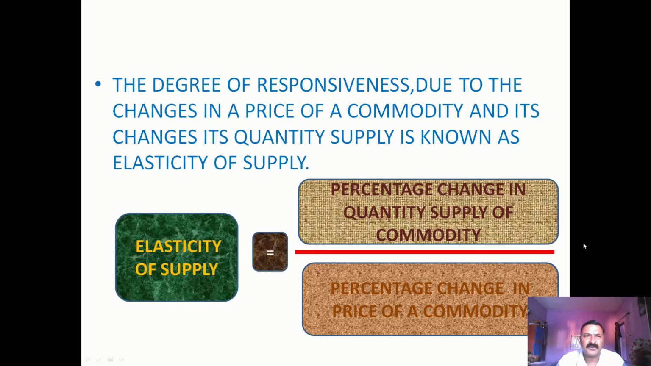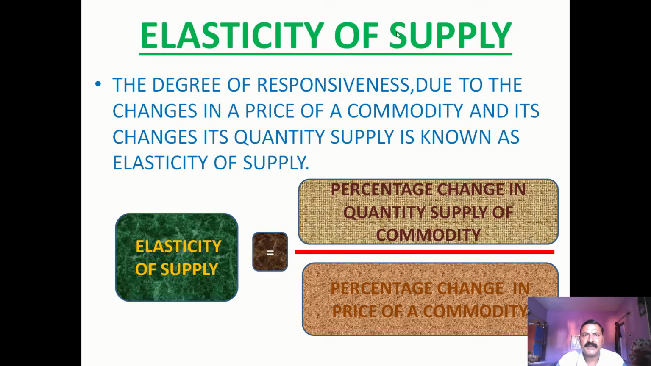As we know, generally the elasticity of supply is the degree of responsiveness of the quantity supplied due to changes in the price of a commodity. This is known as elasticity of supply. The simple formula for elasticity of supply is equal to percentage change in quantity supplied of a commodity upon percentage change in price of a commodity.